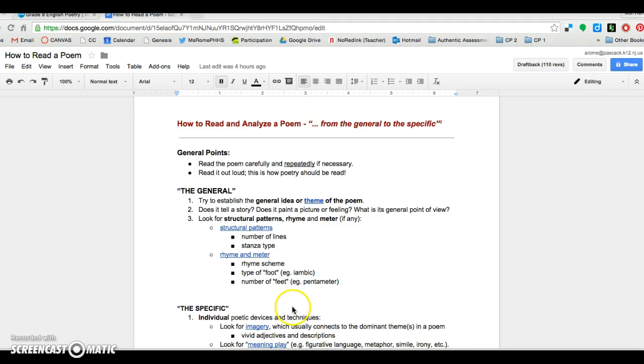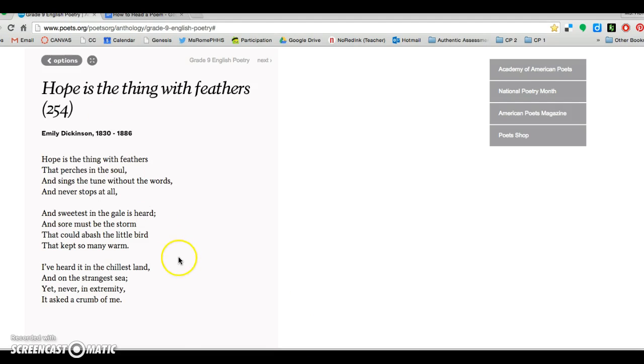So for our example today, I'm going to use Emily Dickinson's "Hope is the Thing with Feathers." The first thing I'm going to do is recite it to you and to myself out loud.